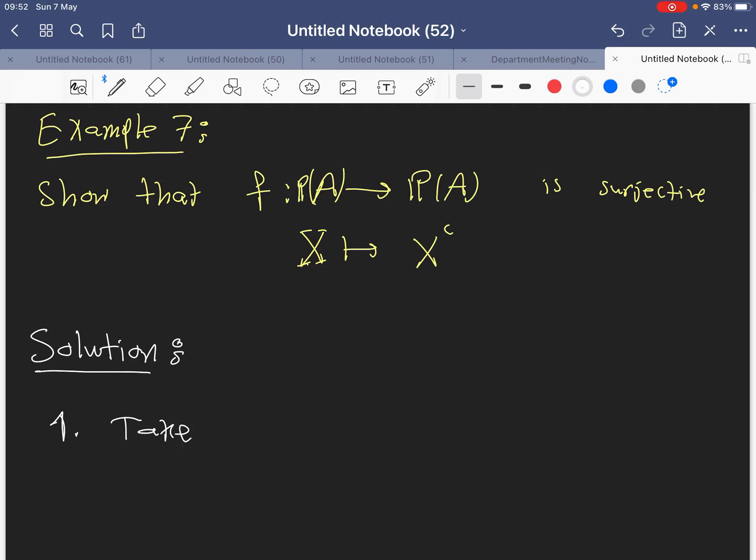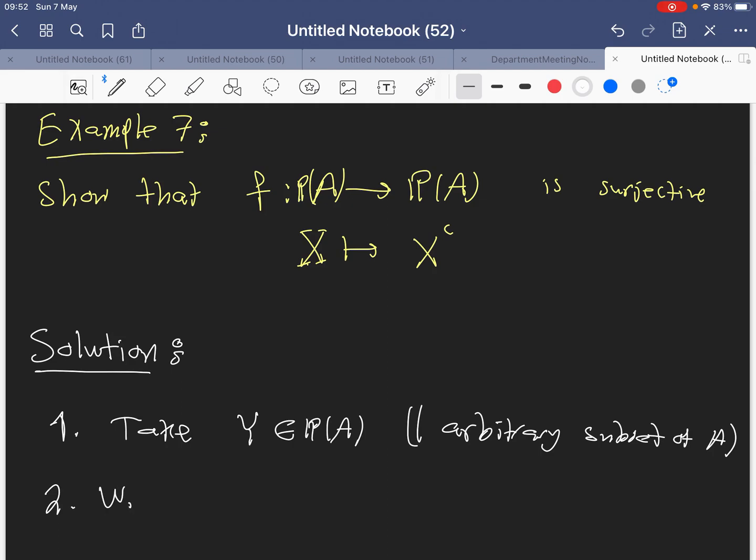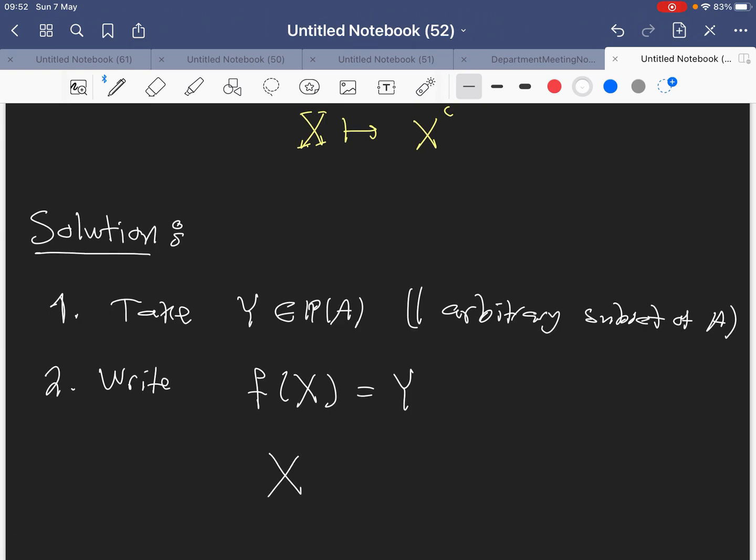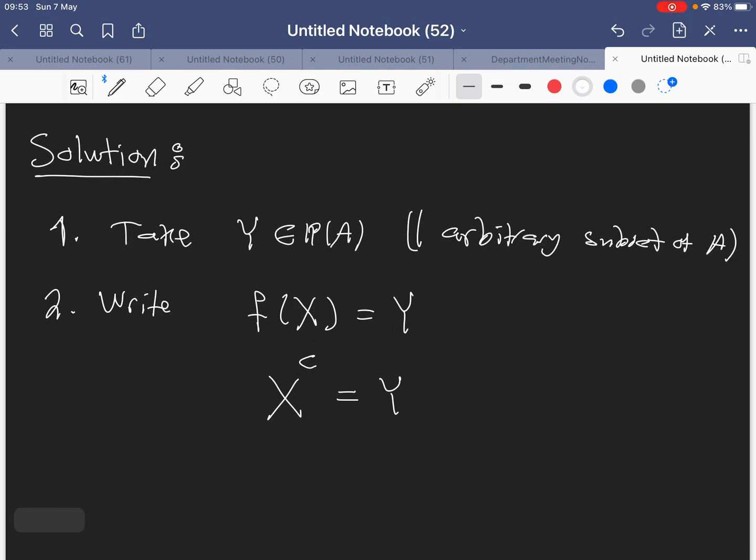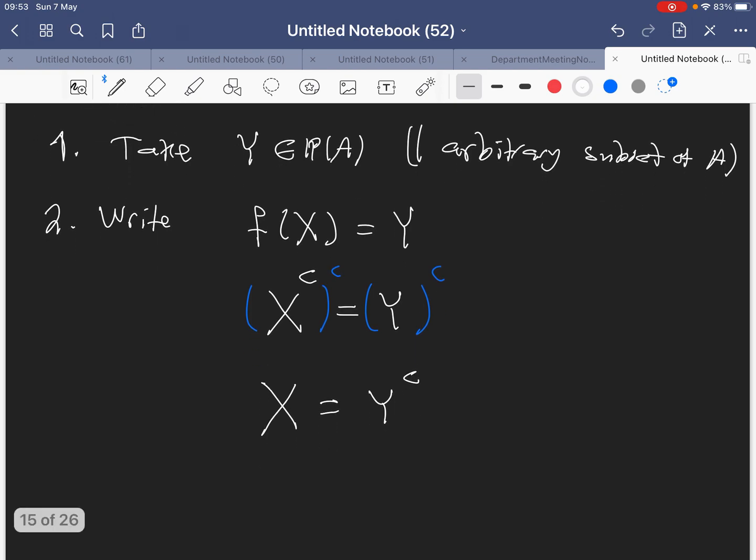Because the first step, I will take y in the output, which means an arbitrary subset of A. Step number 2, we need to write f of x equal to y. What is f of x? It is x complement equal to y. Now, how can I get rid of this complement? Of course, the idea is easy. Take the complement for both sides. And we know that the complement of the complement is the set itself. And here we get y complement.